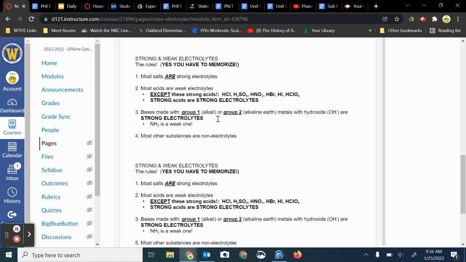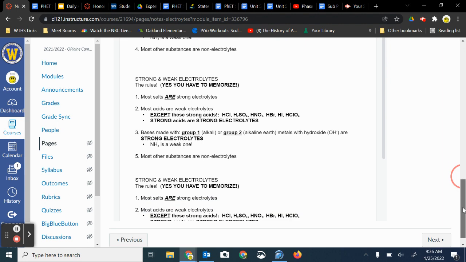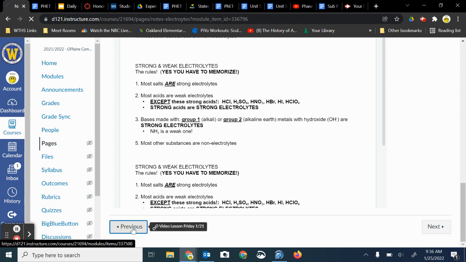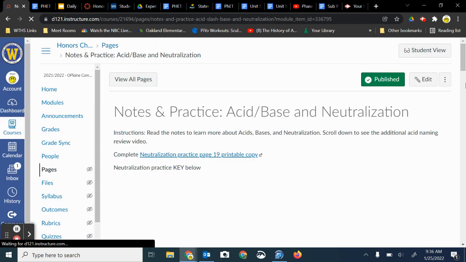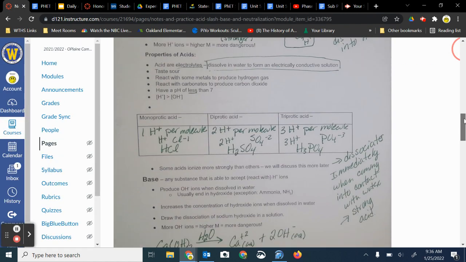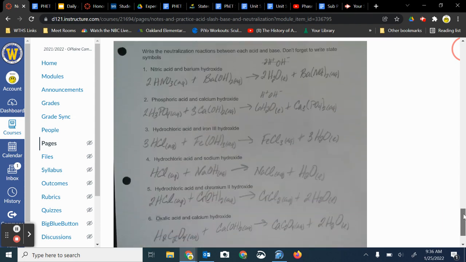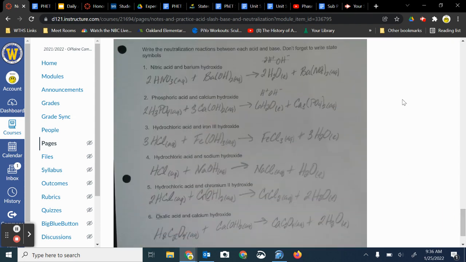All right. As far as bases are concerned, group 1 and group 2 hydroxides are strong electrolytes. NH3 is a weak one. And then most other substances are going to be non-electrolytes. So now let's take a look at page 19, and we're going to just review and identify those as strong or weak or non-electrolytes.